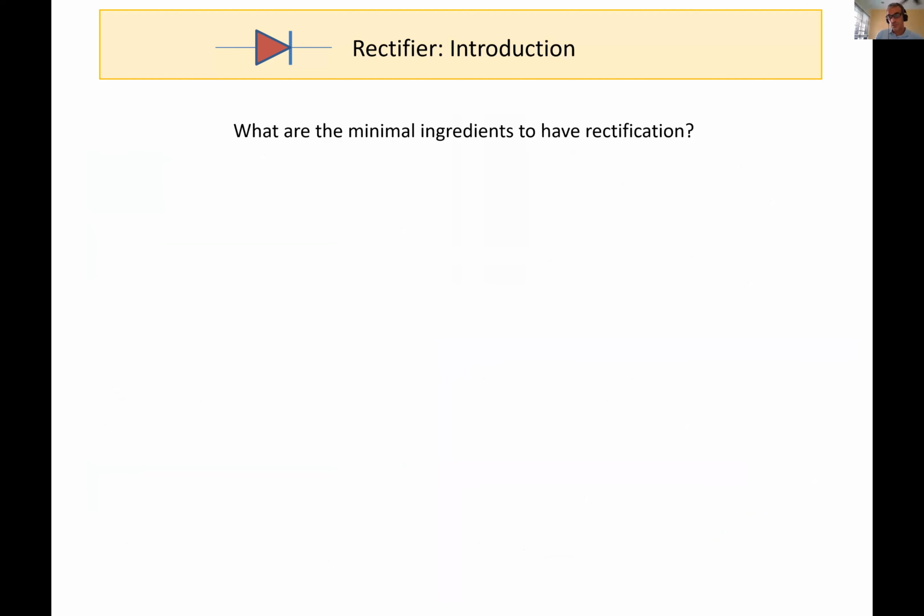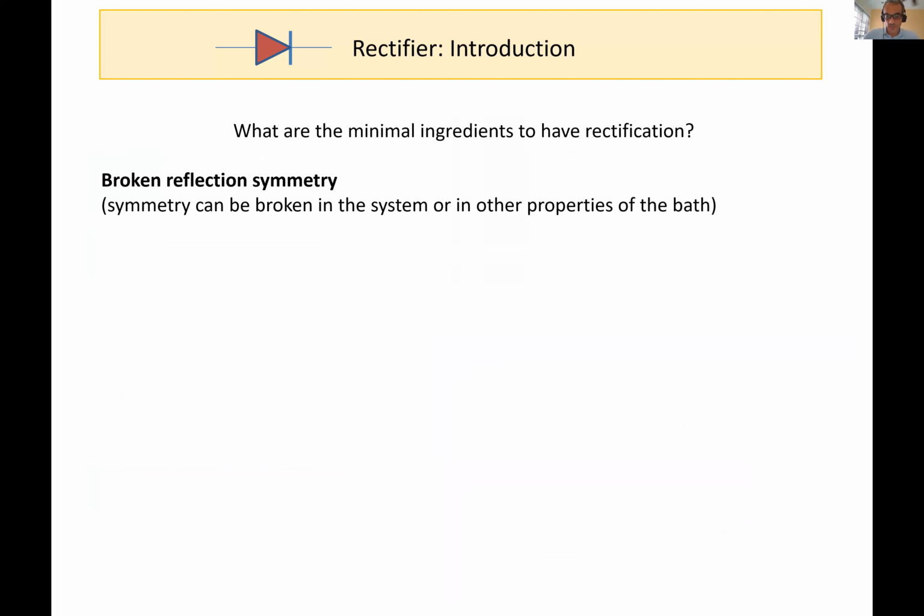Okay, so now that I've set the stage, there are some questions. What are the minimum ingredients, for example, to have rectification? The first very critical ingredient you need is broken reflection symmetry. This symmetry can be broken in the system, in the baths, or even in the coupling between the system and the baths, but somehow we need to break the symmetry.